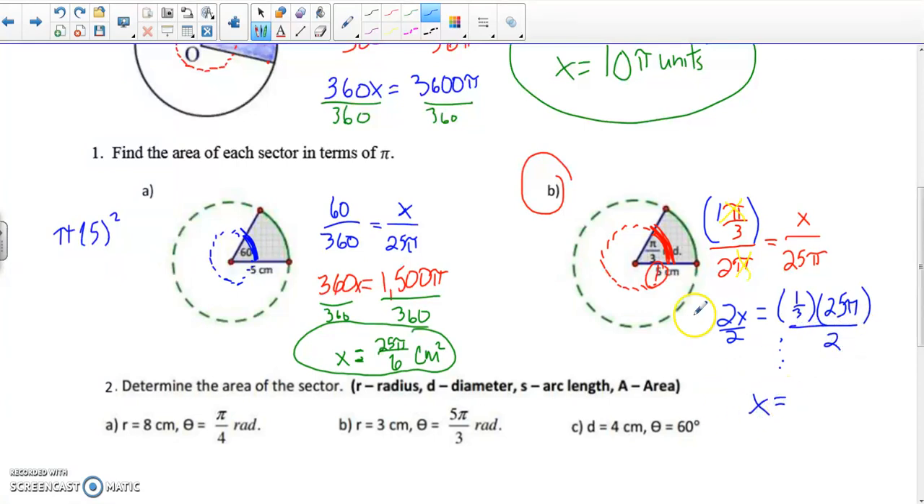And actually, it's going to be the same as the question before. Because if you convert pi over 3 to degrees, it's going to be 60. So we have x equals 25 pi over 6 centimeters squared. So the radians are more difficult. It's really, really helpful to have your calculator there. But it's the same idea, except now we're dealing with area instead of circumference.